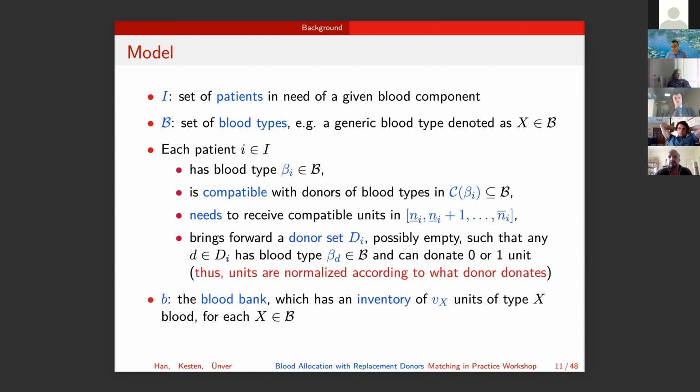And there is a blood bank, which also has an inventory of V_X units of type X blood. So you can think, this V is the voluntary non-remunerated donors who donated in the blood drives, etc., to the hospital, or maybe you obtained from earlier days, your exchange rate was high from replacement donors, etc. Okay, things like that.